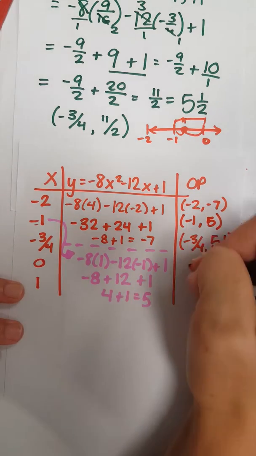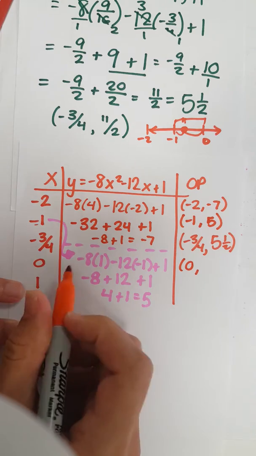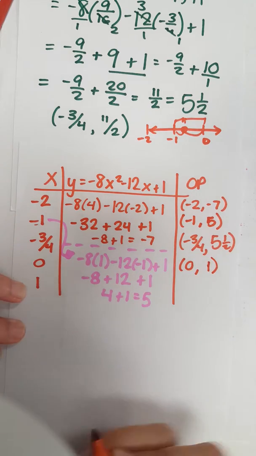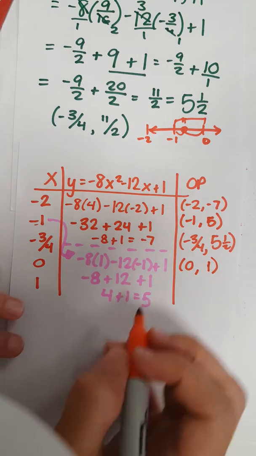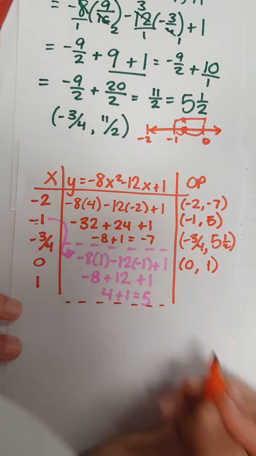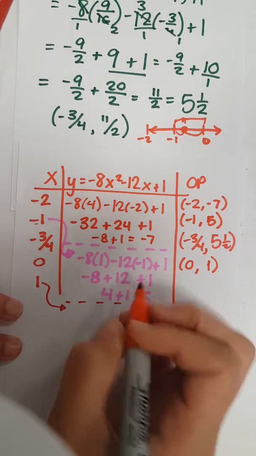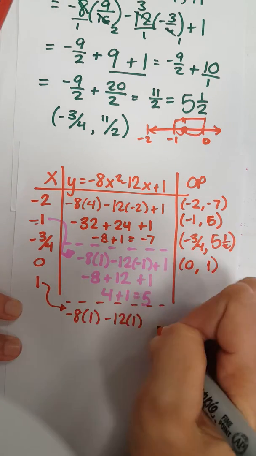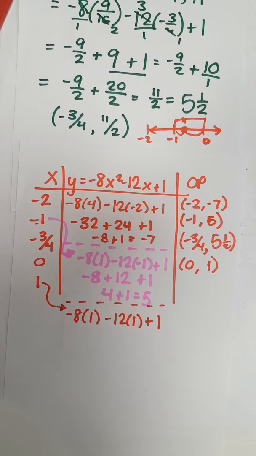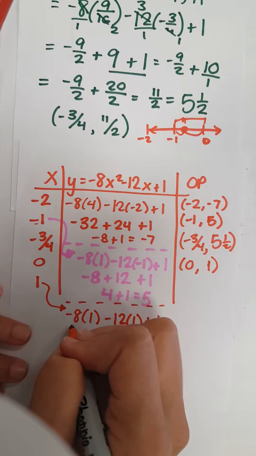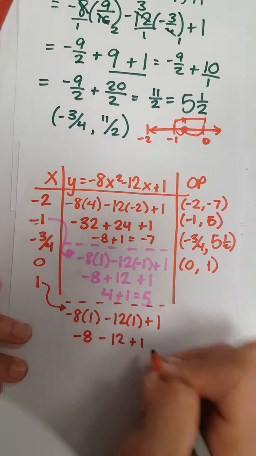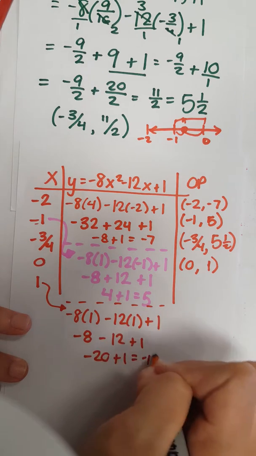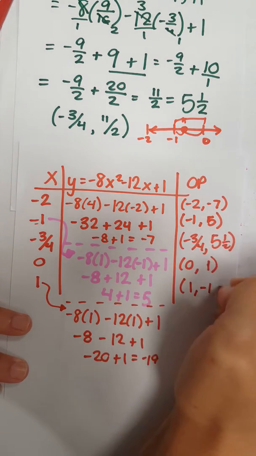Okay, the 0 is easy, right? When x is 0, what is y? Boom, our c. So 0, 1, and we have one more to do, the positive 1. Okay, so here's going to be our positive 1. Well, 1 squared is 1 again. Minus 12 times 1 plus 1. Okay, so negative 8 minus 12 plus 1. Negative 8 minus 12 is negative 20 plus 1 is negative 19. So we have 1, negative 19.